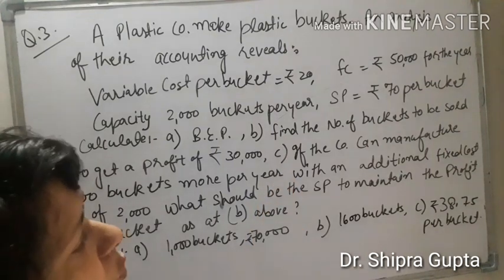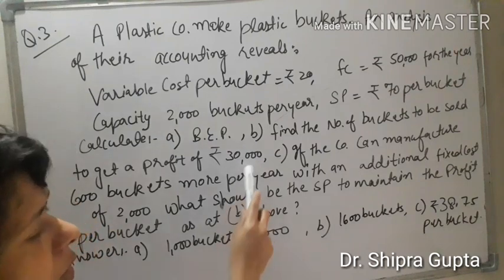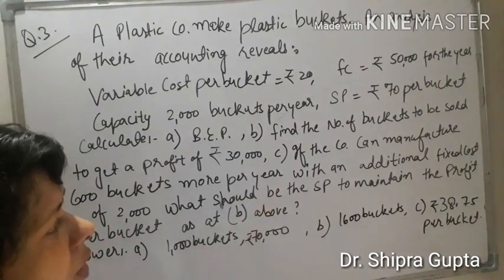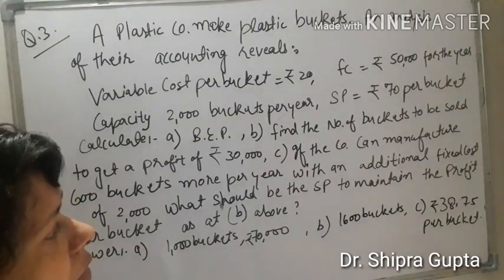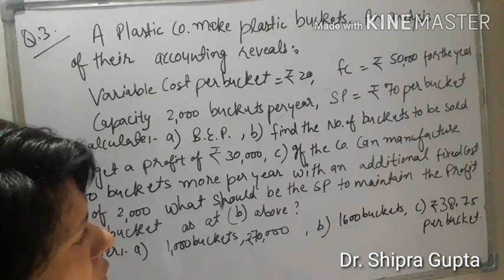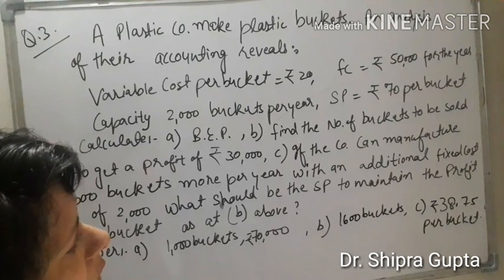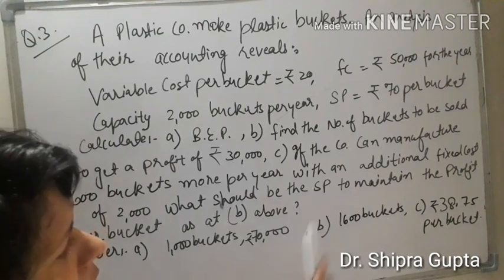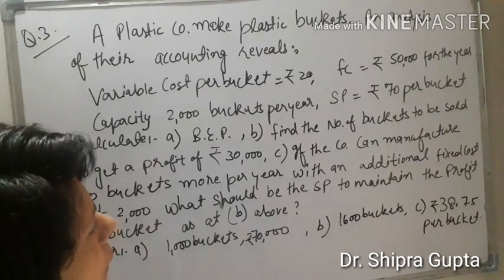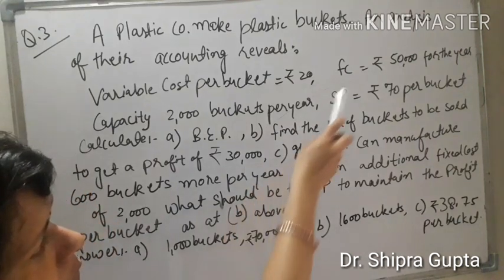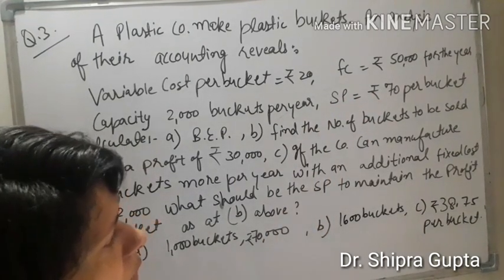And in the second point, find the number of buckets to be sold to get a profit of rupees 30,000. It means desired profit is given. Then you will apply the formula of desired profit, and the formula is desired profit plus fixed cost upon S minus V. Then you can calculate the units in terms of buckets: DP plus FC upon S minus V. DP 30,000, fixed cost 50,000 upon S minus V.